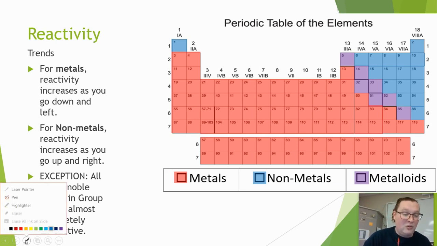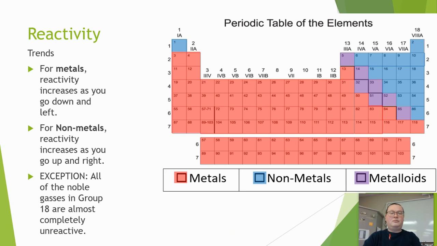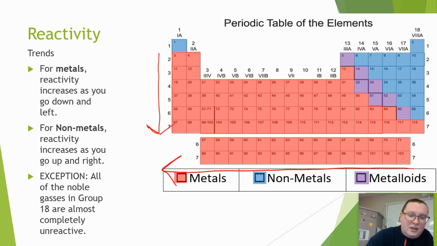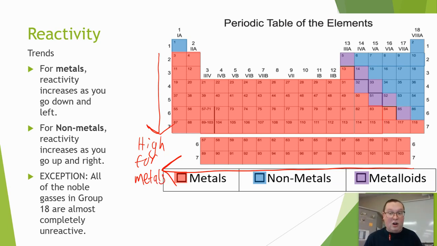So for metals, different than nonmetals. Metals reactivity increases as we go down and to the left. So this is the high reactivity for metals. And somebody's calling my phone. Oh, it's a scam call. What a surprise. So that is where the high reactivity happens for metals. It's going to be that cesium has the actual highest reactivity of all of them.